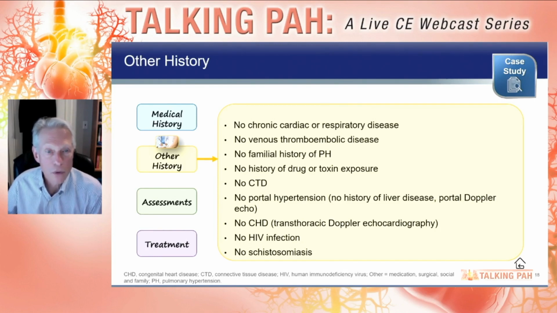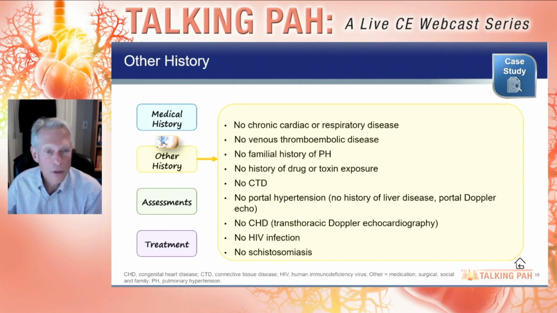We do want to make sure there's no history of venous thromboembolism, and that includes not just the patient, but also a family history. Certainly, we're always looking for familial disease, so asking a detailed family history. There are definitely associations with certain drugs or toxins, especially in the United States, such as methamphetamine. So we do want to make sure we're checking for any potential exposures that could lead to pulmonary hypertension.